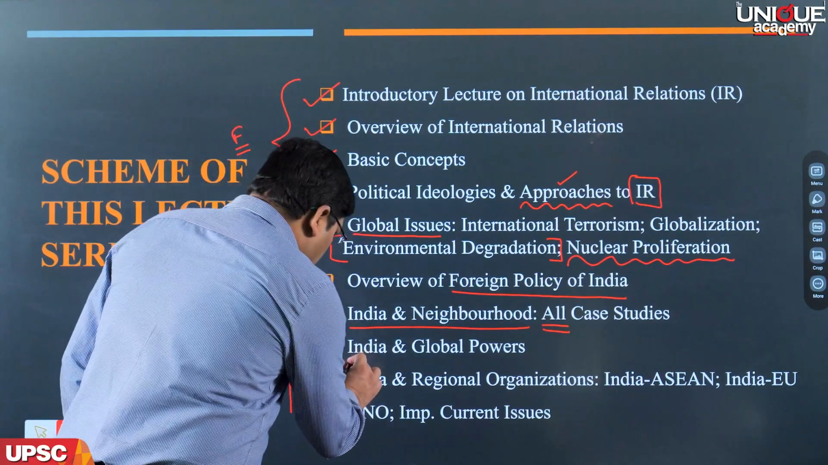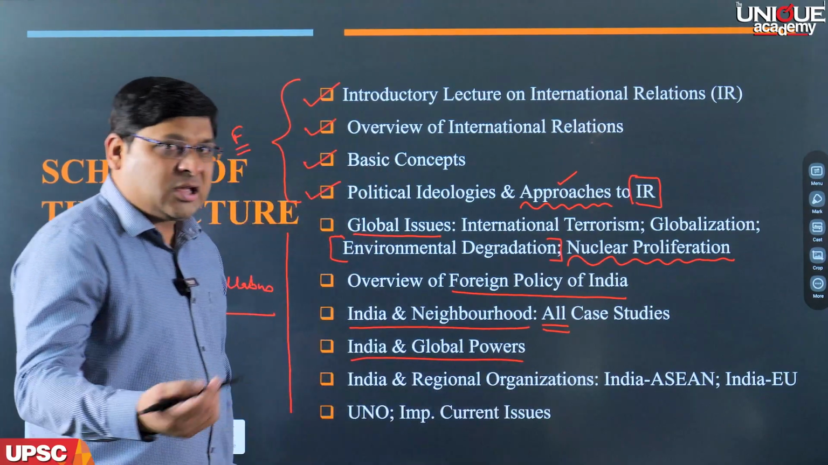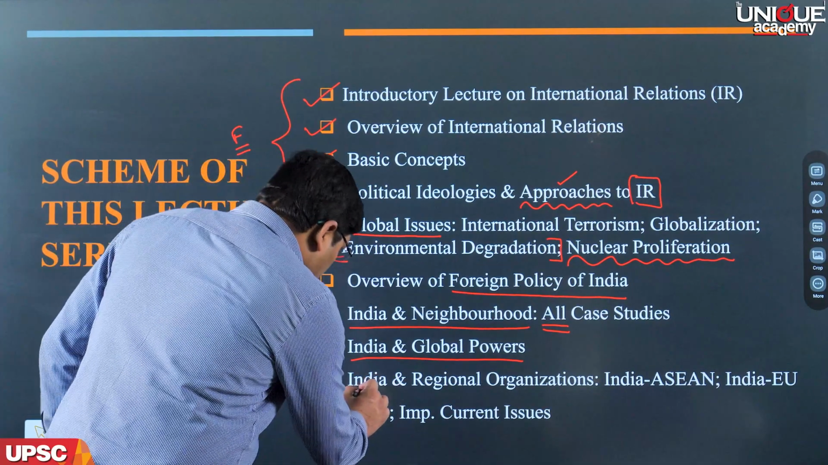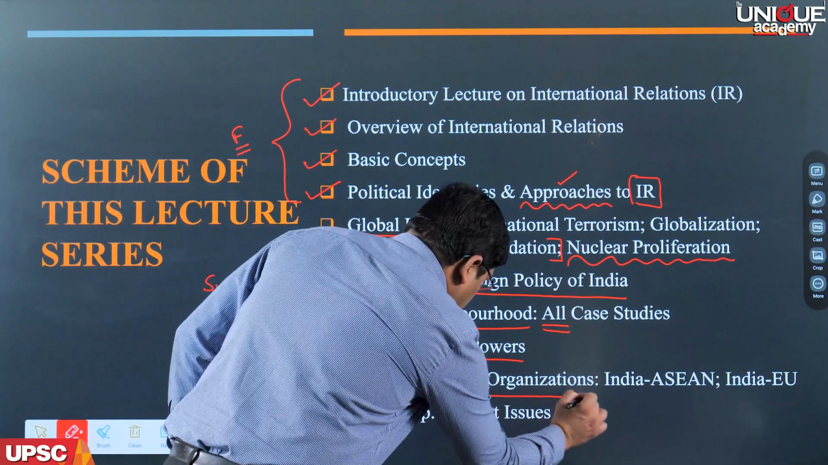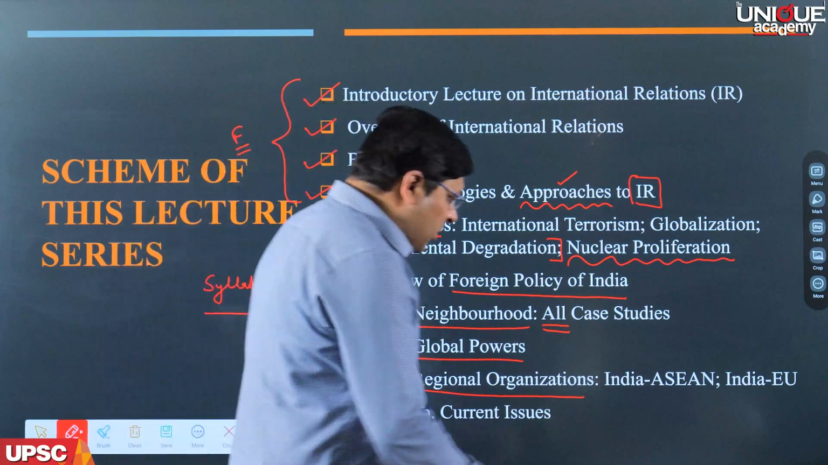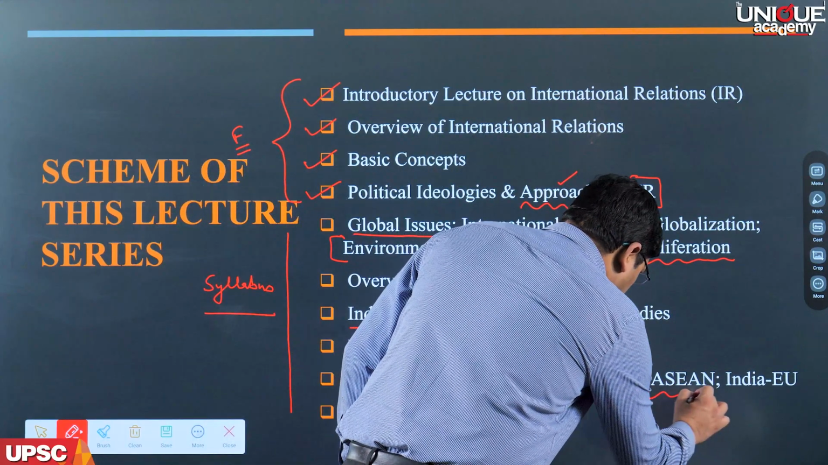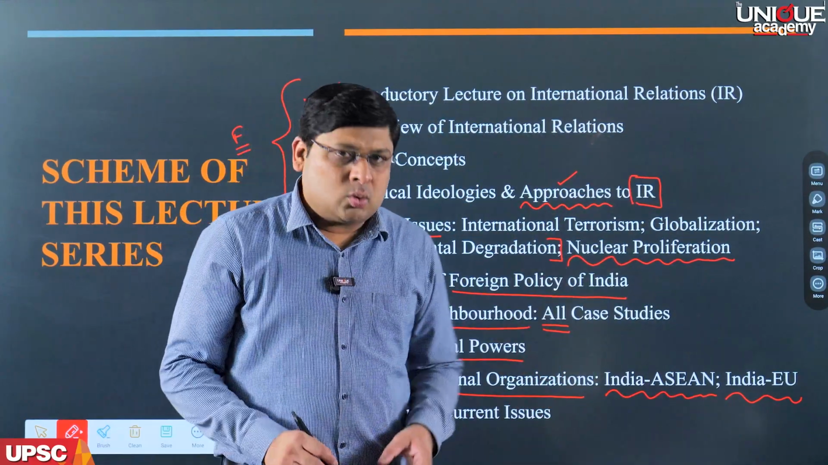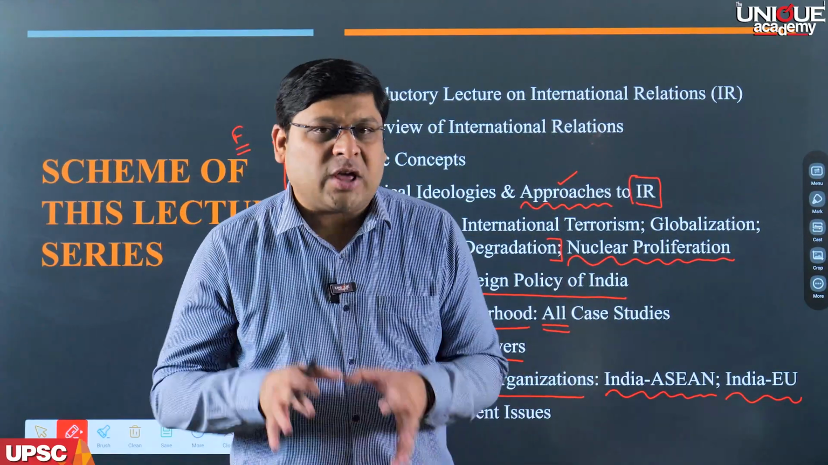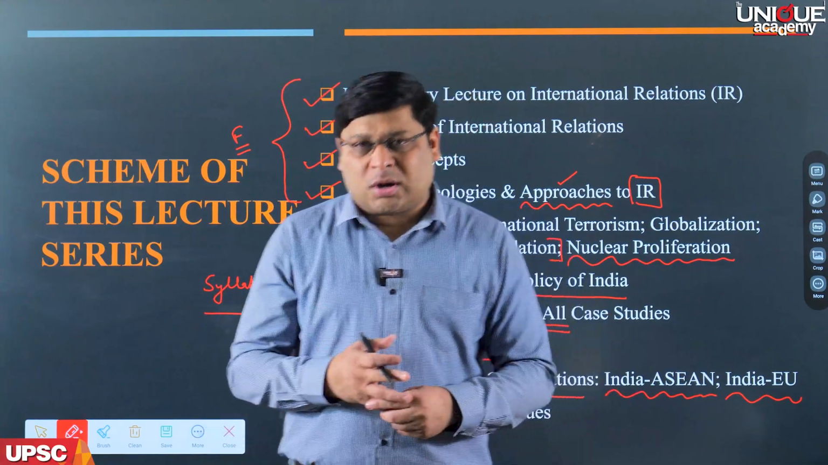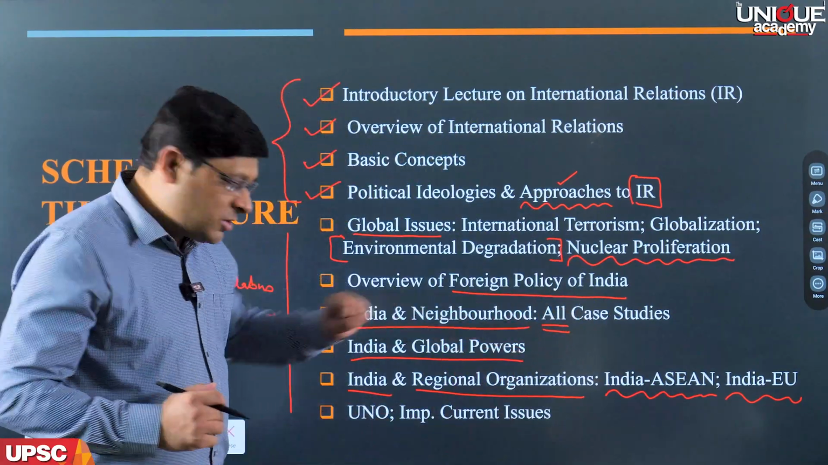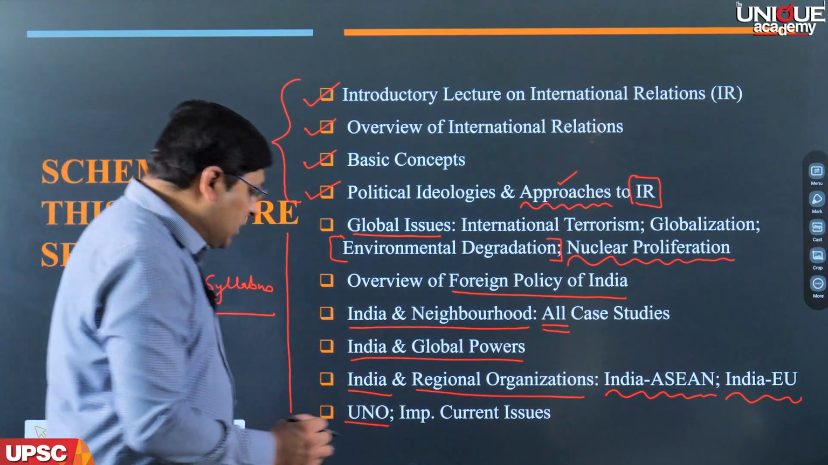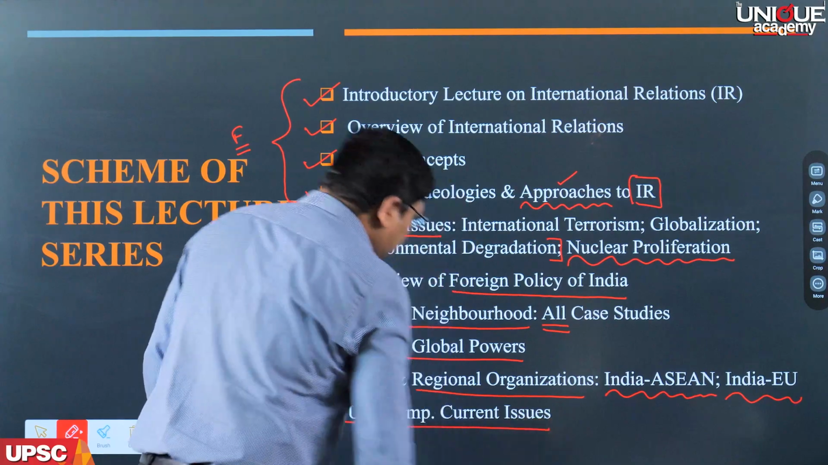Then we would talk about Indian global powers. Say for example, India, US, India, China, India, Russia, and likewise. We would talk about India and regional organizations. We may discuss a couple of case studies, India and ASEAN, India and EU, because ASEAN and EU happen to be the most successful experiments of what are called regional organizations, right? There would be a couple of lectures on this. We would talk about UNO as an important organization, right? And then important current issues.